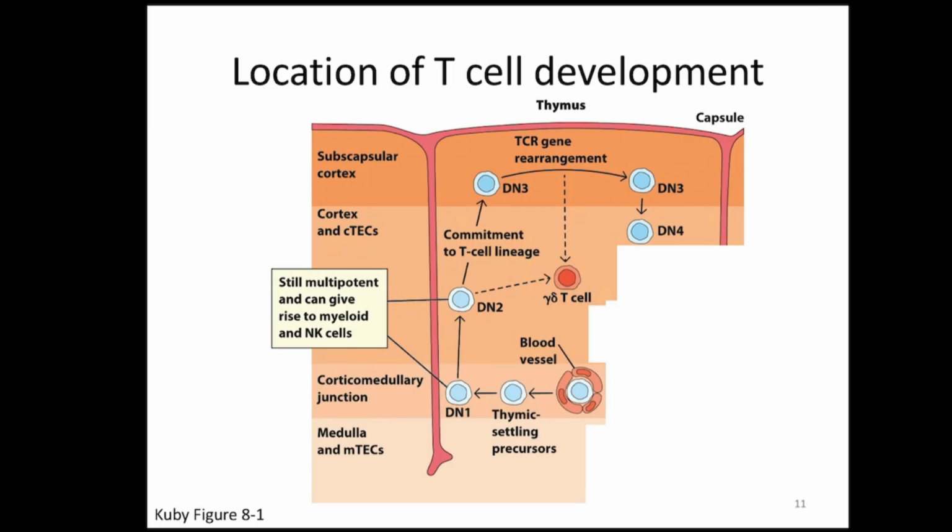And so at some point, the cell could leave the path of double negative, double positive, etc., of normal alpha beta T cell development and decide, I'm going to go for this gamma delta route. Once it's a gamma delta, all of these things like double negatives and double positives and all of that stuff doesn't really apply to it anymore. It just gets to be a gamma delta.